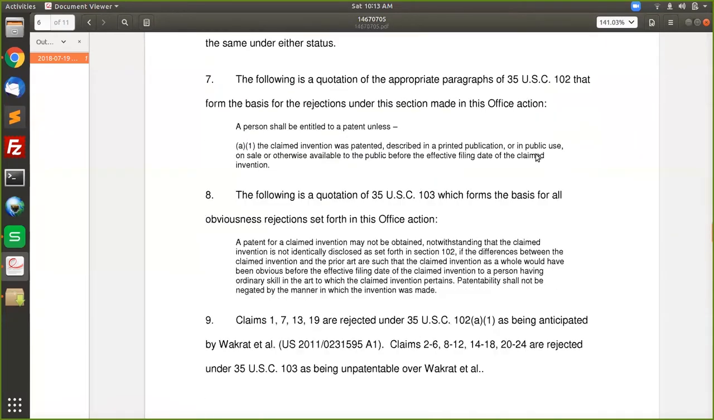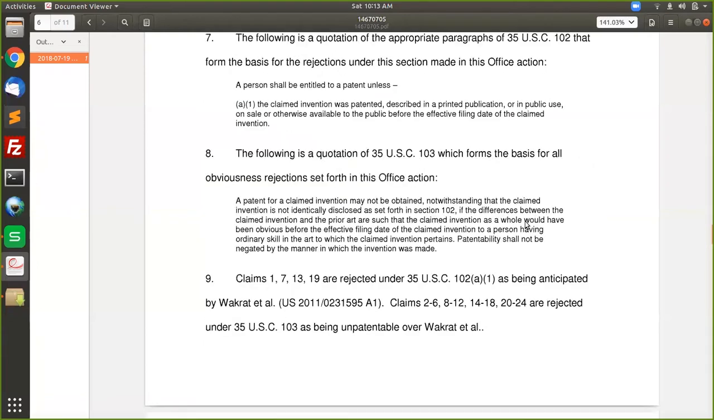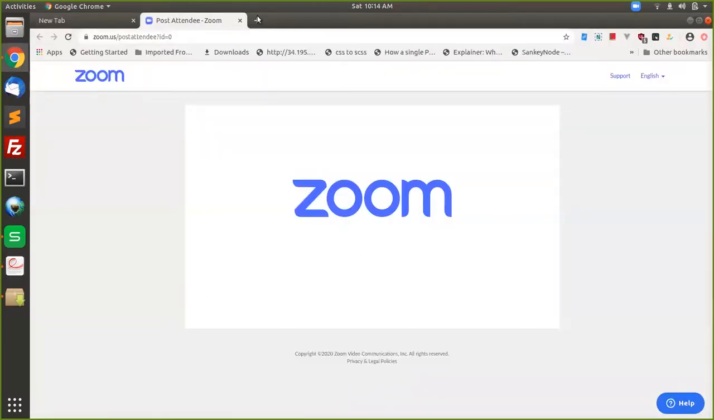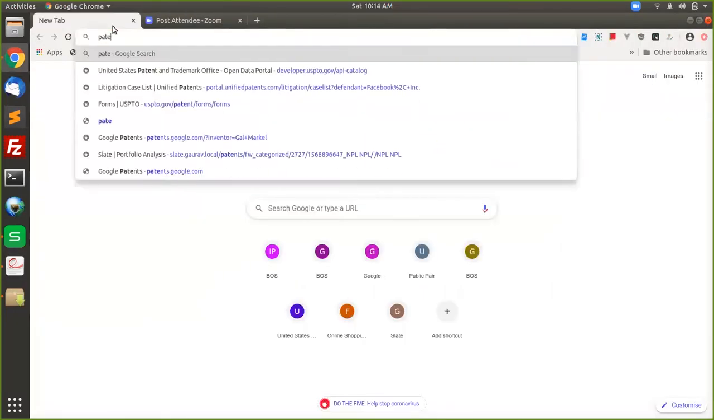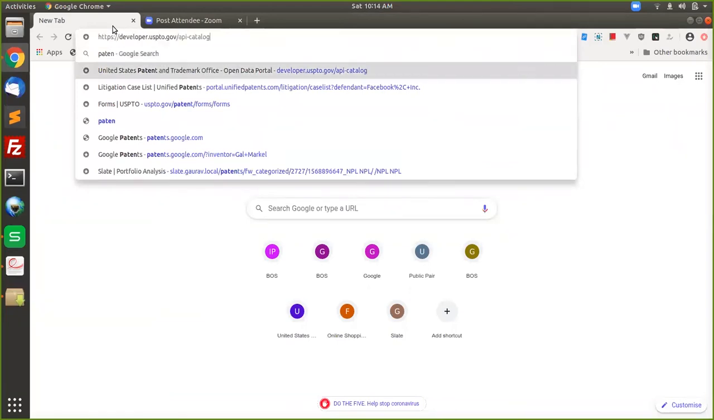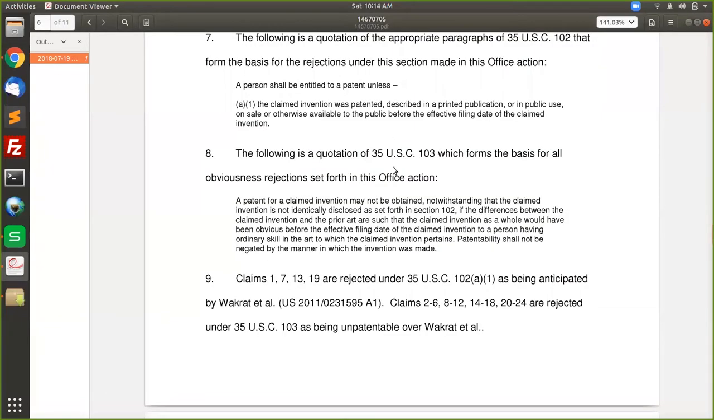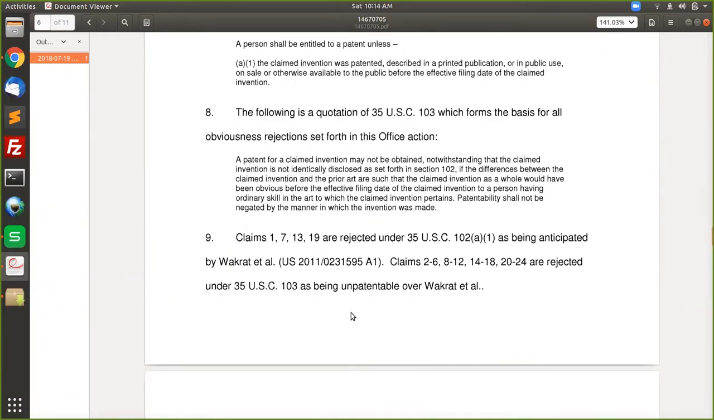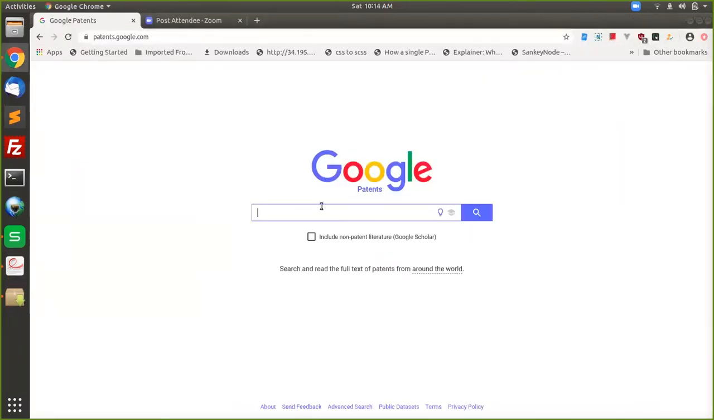Let's see what we can get from here. Yeah, so Deepak, as you can see here, claims 1, 7, and 13 to 19 are rejected under 35 USC 102 as being anticipated by this patent number. So eventually this patent becomes... by the way, let me check whose patent this is. So you're checking the patent that was cited by the examiner? Yeah. Okay, so the assignee, you mean?